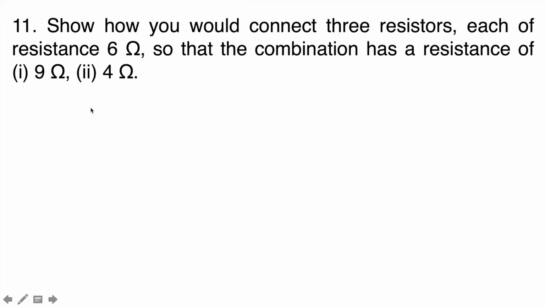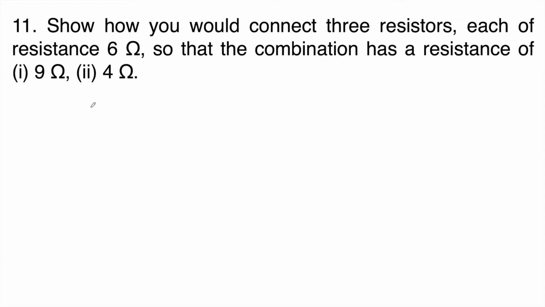Question number 11. Show how you would connect 3 resistors, each of resistance 6 ohm, so that the combination has a resistance of 9 ohm and 4 ohm. Okay, so to get a 9 ohm or 4 ohm, how can we connect the 3 resistors of 6 ohm? That is the question. It is just a trial and error method. We should check all possibilities. So first we will check for 9 ohms.